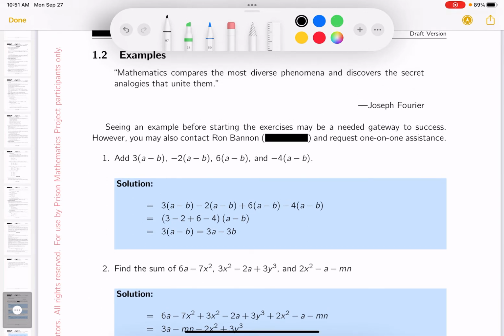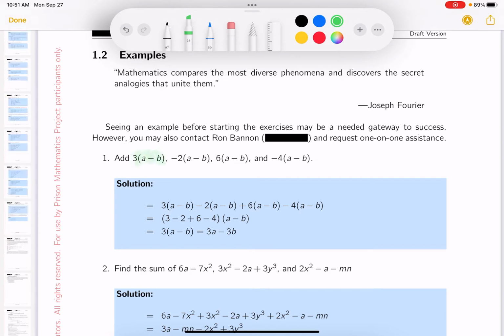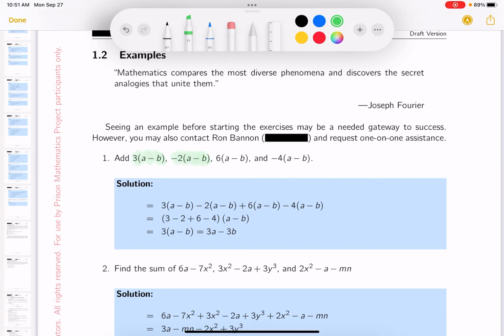As I do it, initially when I start, it might seem like I'm spending an awful lot of time on what I'm saying over here, but I want to point out what they're asking me to add. They're asking me to add a bunch of terms together. This first term has a factor of 3 in it and a factor of a minus b in it. The second term has a factor of minus 2 and a factor of a minus b, and so forth and so on. Third term, a factor of 6 and a factor of a minus b. And the fourth term has a factor of minus 4 and a factor of a minus b.